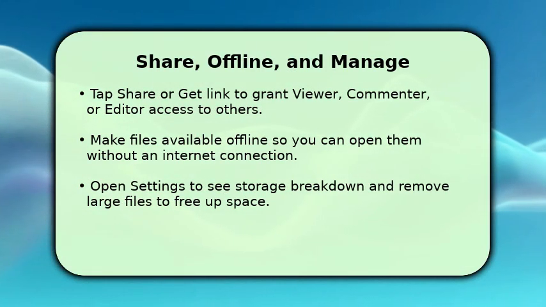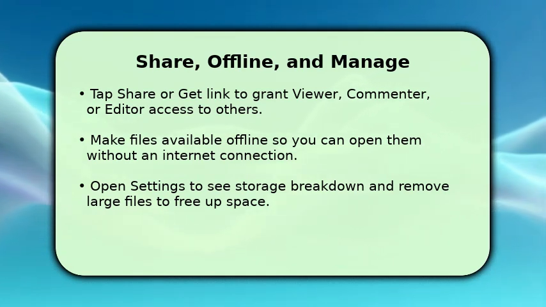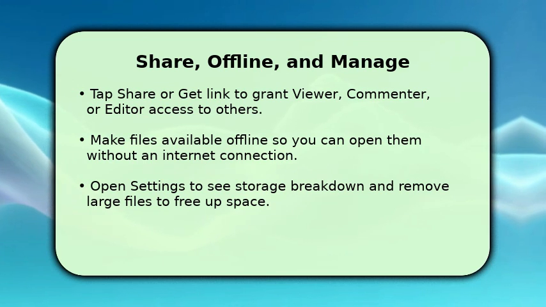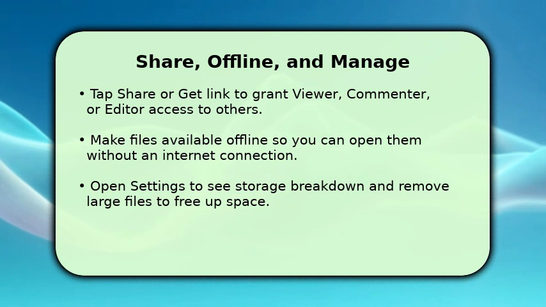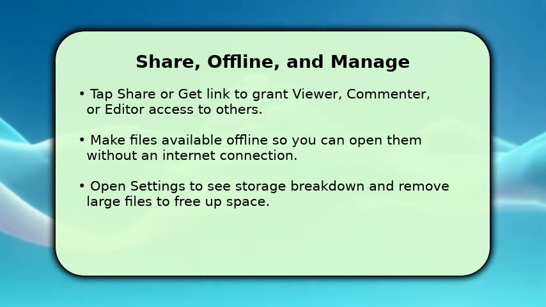Select a file and tap Share or get link to send access to contacts or apps. Choose permissions for people as viewer, commenter, or editor before sending the link to control edits. To work without internet, open a file, tap the three dots, and enable Available Offline for quick access later.